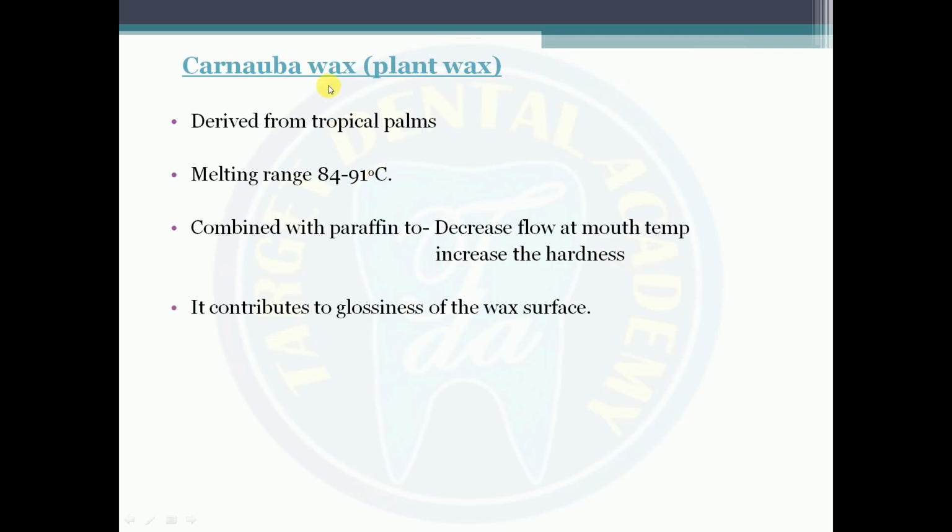Coming on to the carnauba wax, which we obtain from plant wax derived from the tropical palms. Melting range 84 to 91 degrees Celsius, combined with the paraffin wax. Why? To decrease the flow at mouth temperature and increase the hardness. It contributes to glossiness of the wax surface.